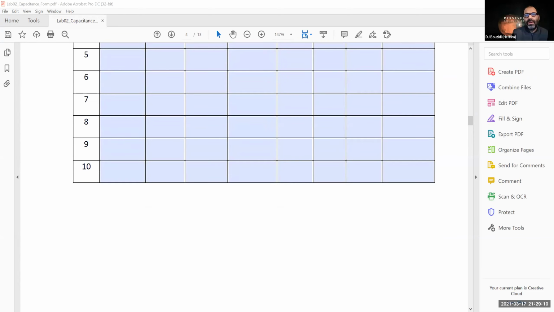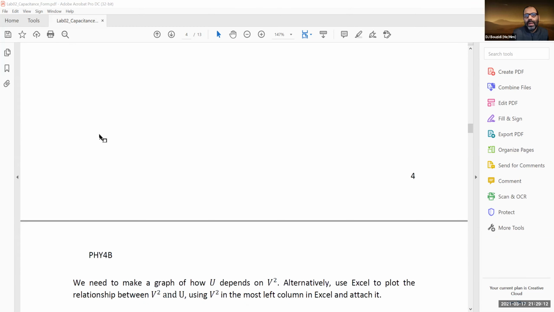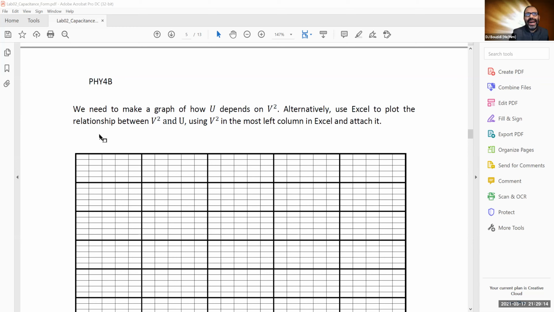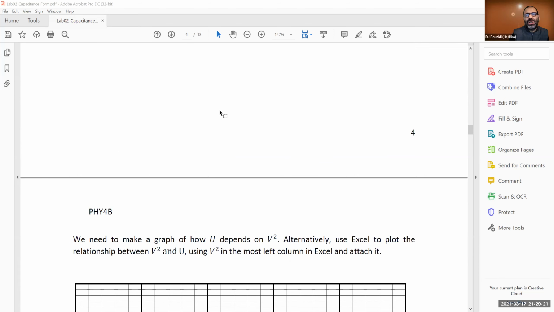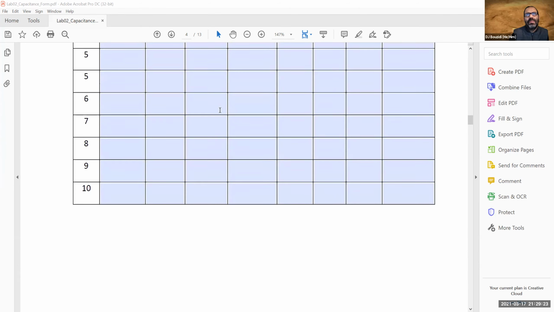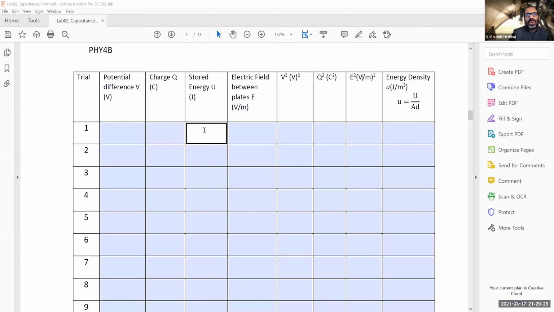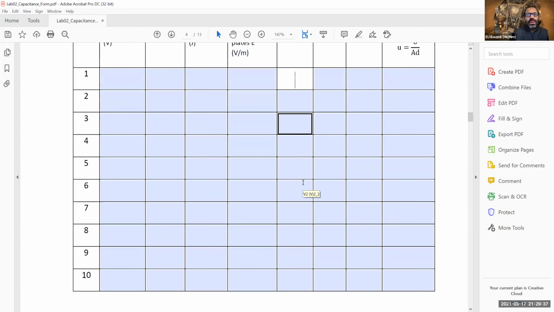Share. So we're supposed to have finished all of these questions, and now we're supposed to graph. We need to make a graph of U, the total energy, as a function of V squared. So this is your dependent variable, and this is your independent variable. So this is your y-axis, and this is your x-axis.